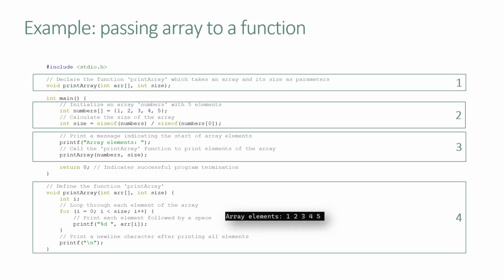3. After setting up the array and figuring out its size, the program then prints a little message, Array elements. It's like a heads up saying, here comes the array. Then it calls the printArray function, sending over the numbers array and its size. 4. Inside printArray, there's a loop that runs through the array, printing each number followed by a space. After all the numbers are printed, it wraps things up with a new line for a neat finish.